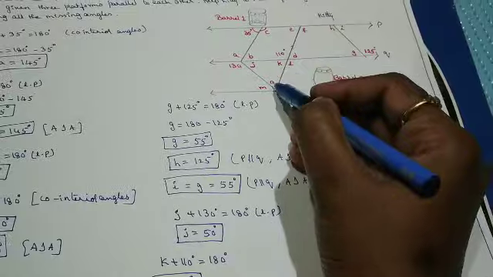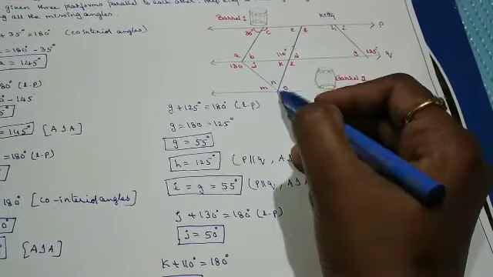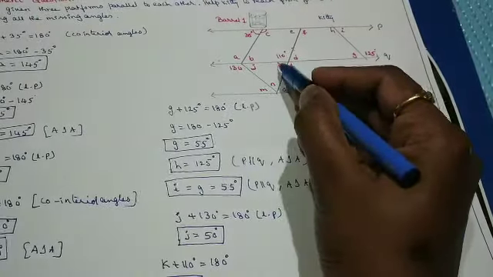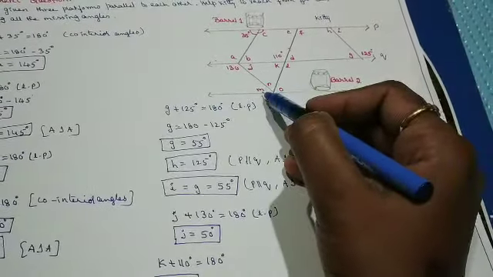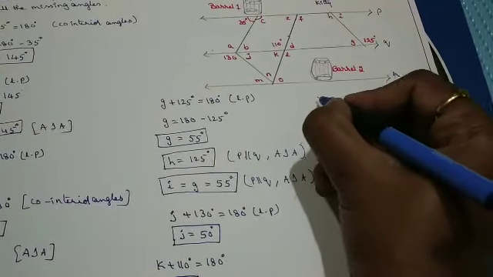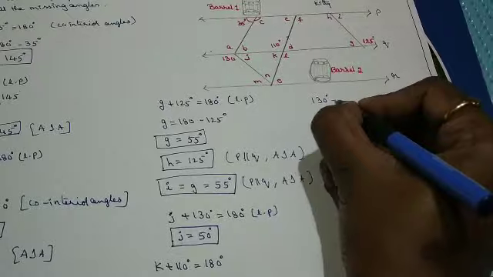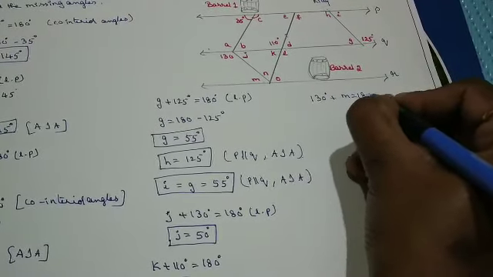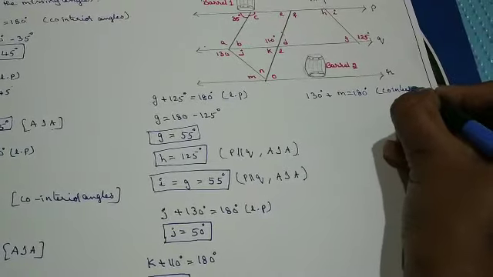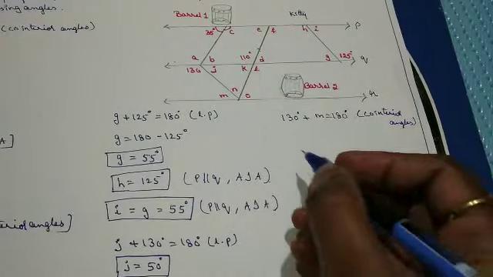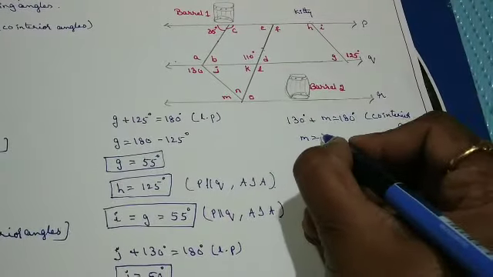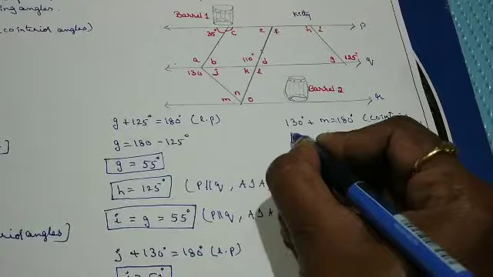Can I find N? Yes, I can find N by applying angle sum property of a triangle. Or you can go with the M also. So 130 plus M equal to 180 degree. Reason? Co-interior angles. M equal to 180 minus 130 is 50 degree. So I got M value.